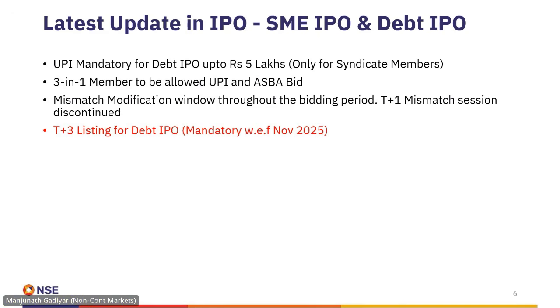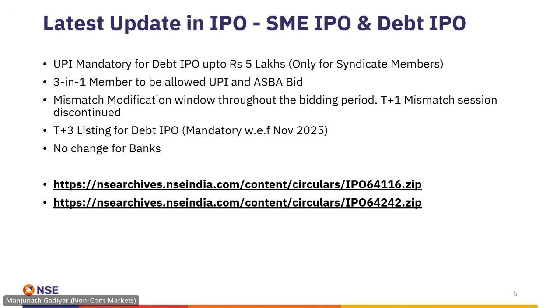So in that case, the participants will have to be very mindful on the last day, I assume, right? Correct. That's right. Up to 5 p.m. on the last day is the deadline for doing mismatch modification. For banks, there shall be no change, and banks, as they used to bid earlier, need to bid in the same way. There is no change in file format or structure. Okay, so these are circulars that participants can refer.